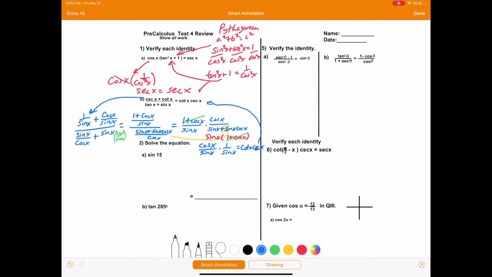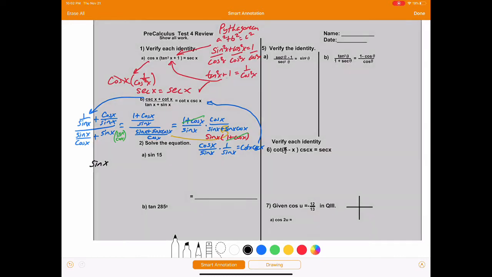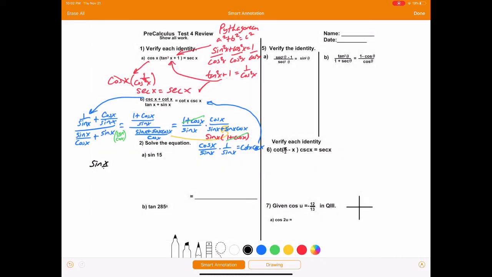So we just demonstrated two of our most popular methods. One is the Pythagorean identity, and the second one is changing everything to sine and cosine and then using a lot of algebra 2. So let's go into our problem number 2 now. We're going to solve the equation.